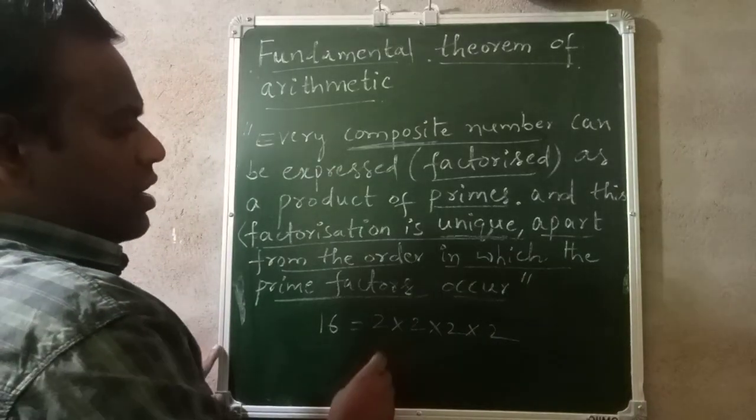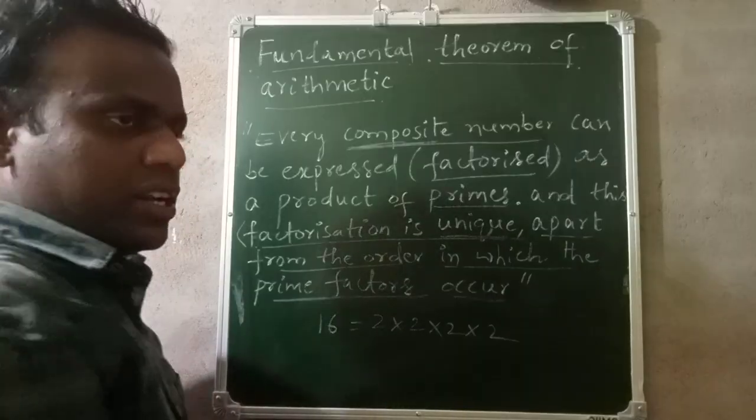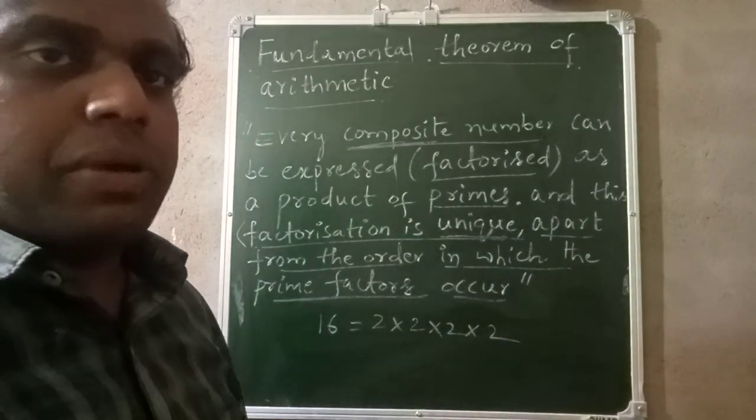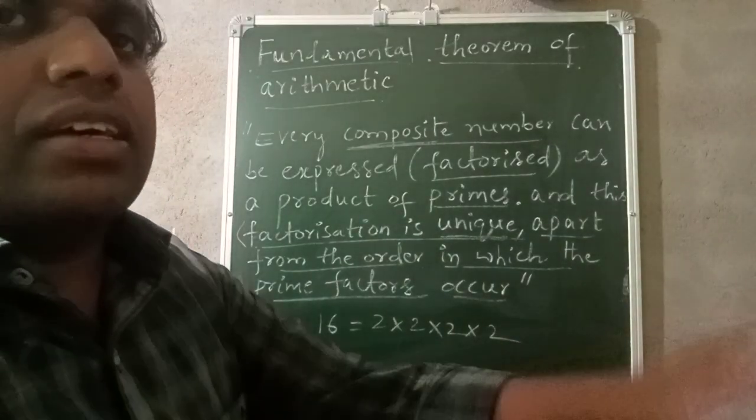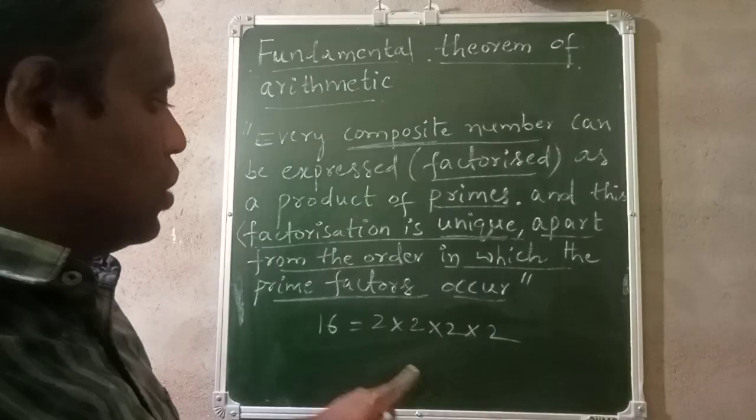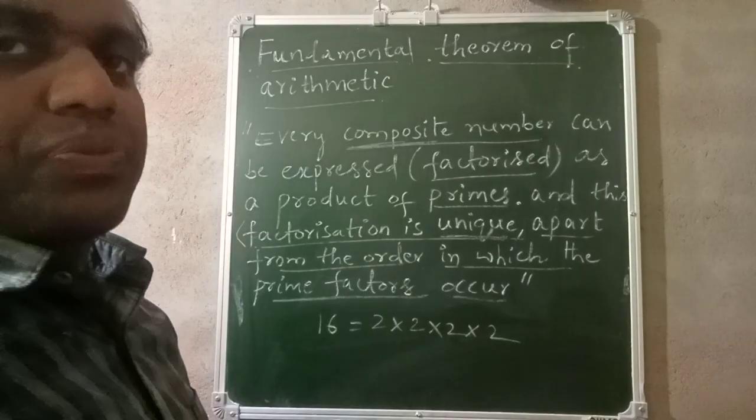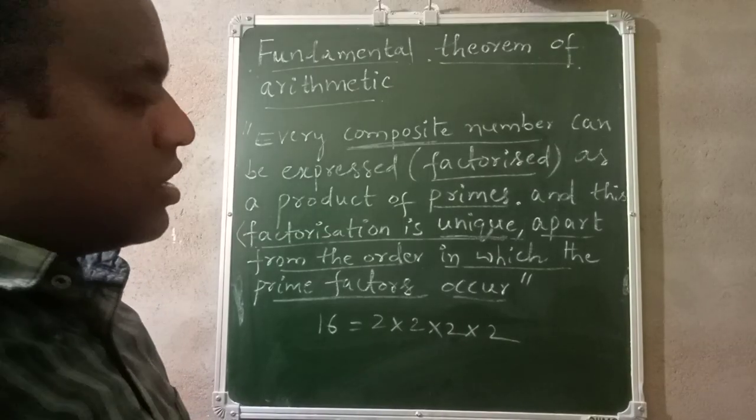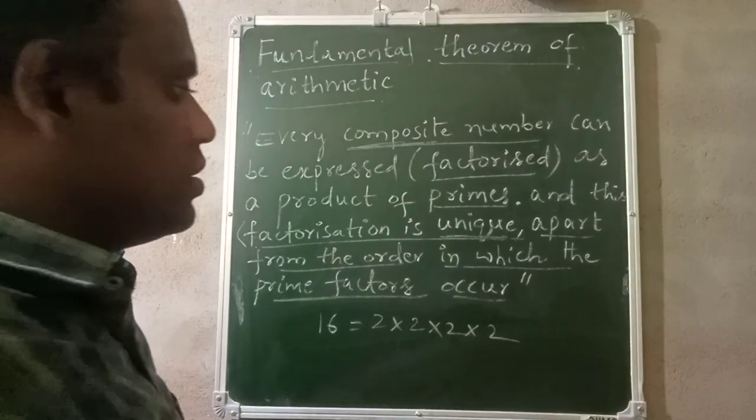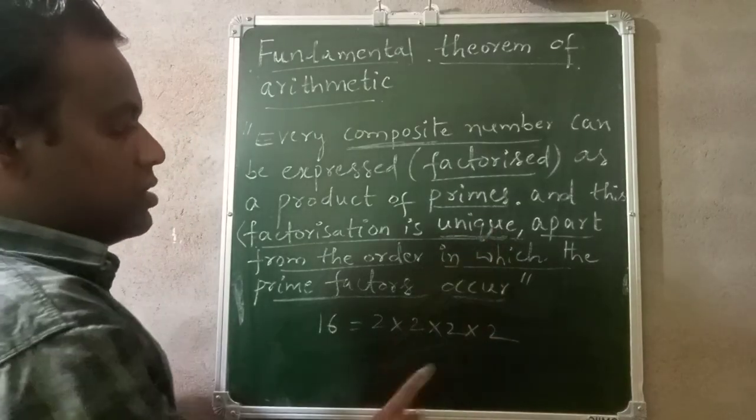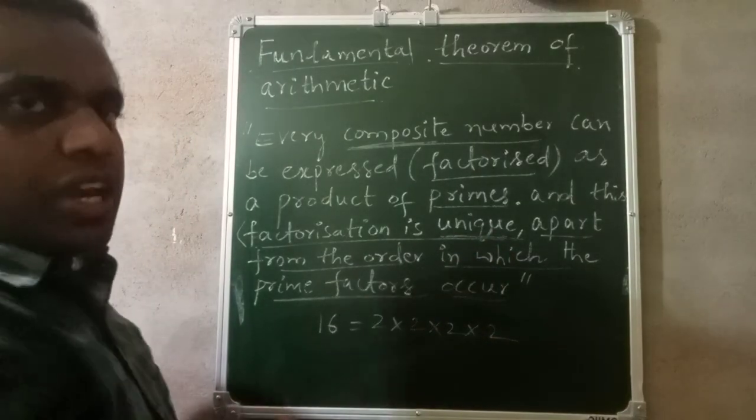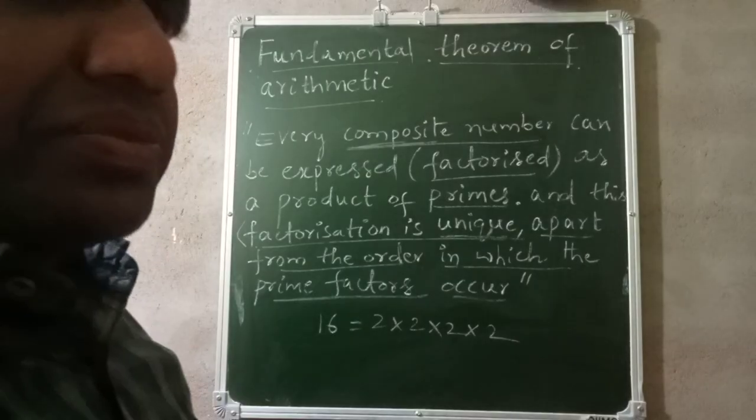You can change the order. If you change the order also, you will get the same thing, 2 2 2 2 only. Why? Because there are no other numbers. There is only one number, 2. So if you change the order also, or if you don't change, you will get the same thing. But unique means except 2 you cannot use any other number.